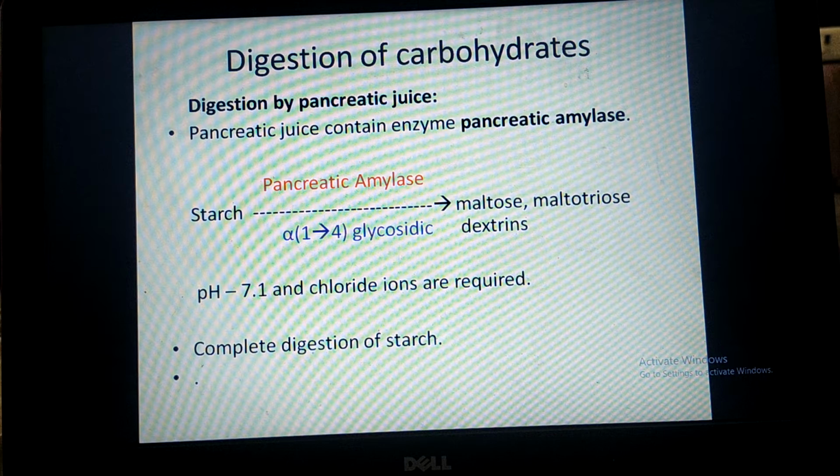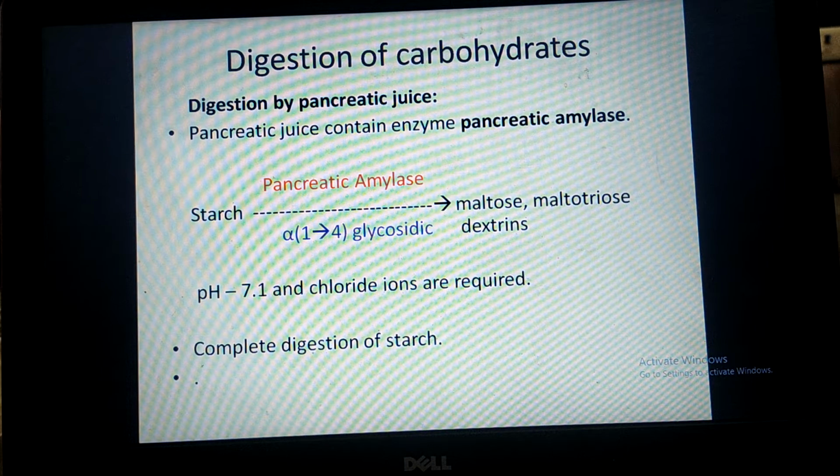Pancreatic juice contains enzyme called as pancreatic amylase. This pancreatic amylase differs from salivary amylase structurally, but both have same function. Therefore, they are isoenzymes of each other. At the same time, salivary amylase and pancreatic amylase are synthesized by two different genes. Therefore, salivary amylase and pancreatic amylase are called as true isoenzymes as they are the product of two different genes.